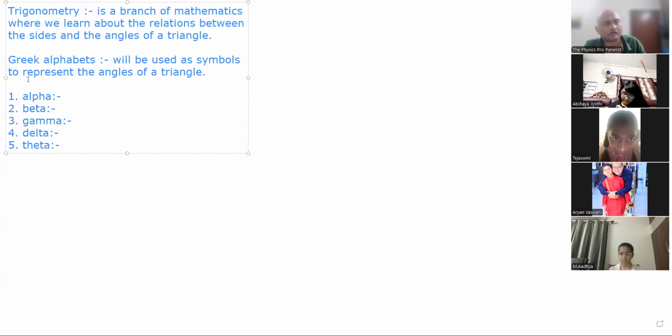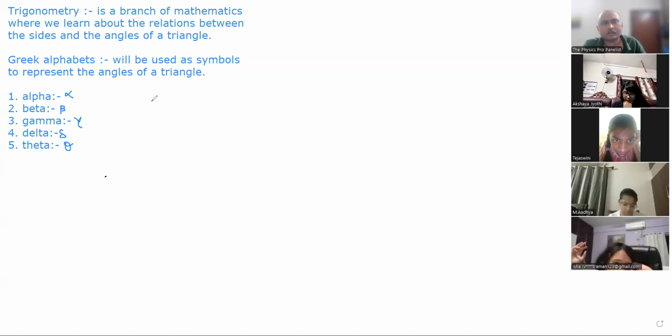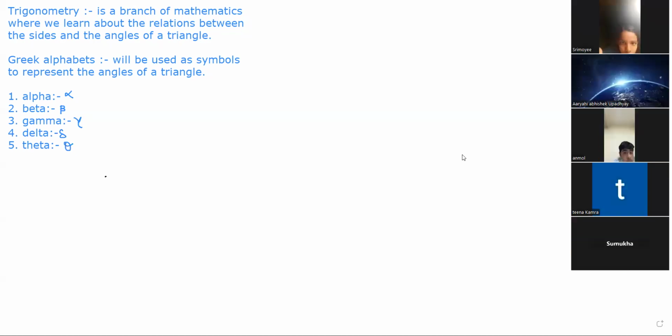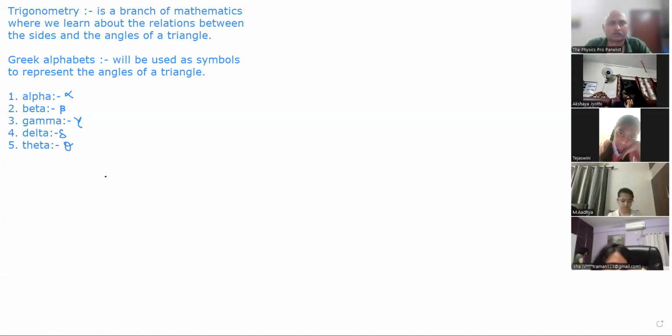So how do they look? Alpha is represented like this, beta is represented like this, gamma like this, delta like this, and theta is represented like this. So we will be using them as symbols to represent the angles of a triangle. Any doubts till this point? Adhya, Tejaswini, Akshaya, Isha? No, sir. Sumukha, Tina, Anmol, Shrimoy? No doubts? Very good. So the triangle which we will be dealing with in today's session is the right angle triangle, right?